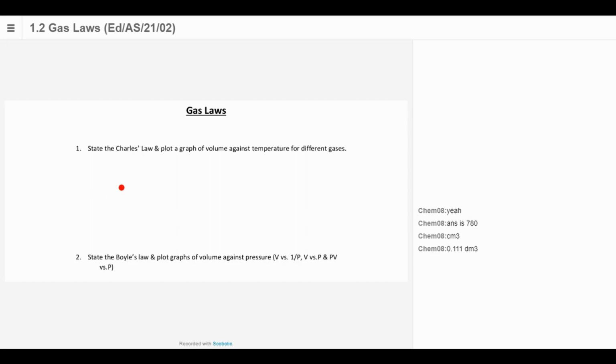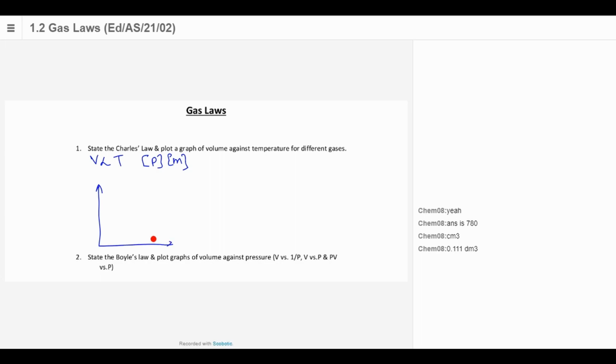To begin with Charles's law: it states that the volume of a gas is directly proportional to the temperature at constant pressure. That means for a given mass of gas, you have to keep the mass constant. If you increase the temperature, the volume of a gas simultaneously increases, and if you decrease the temperature, the volume of the gas simultaneously decreases.